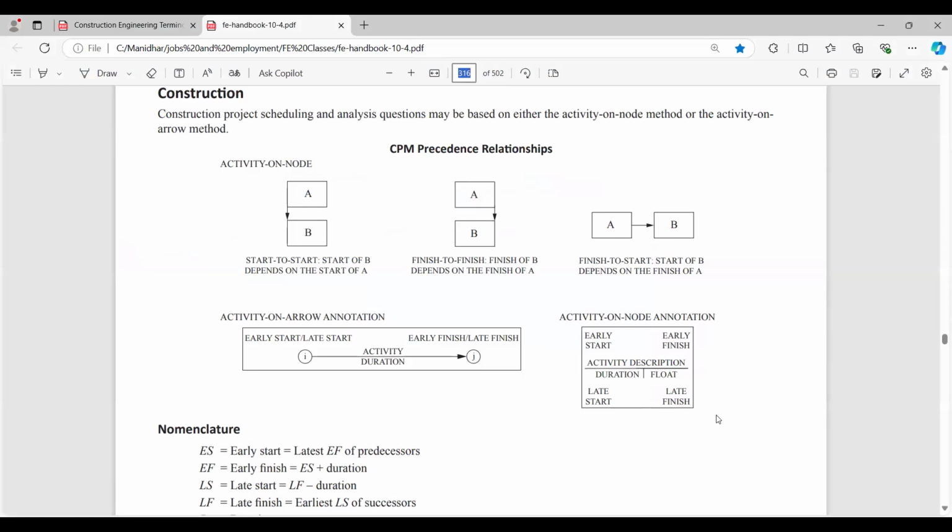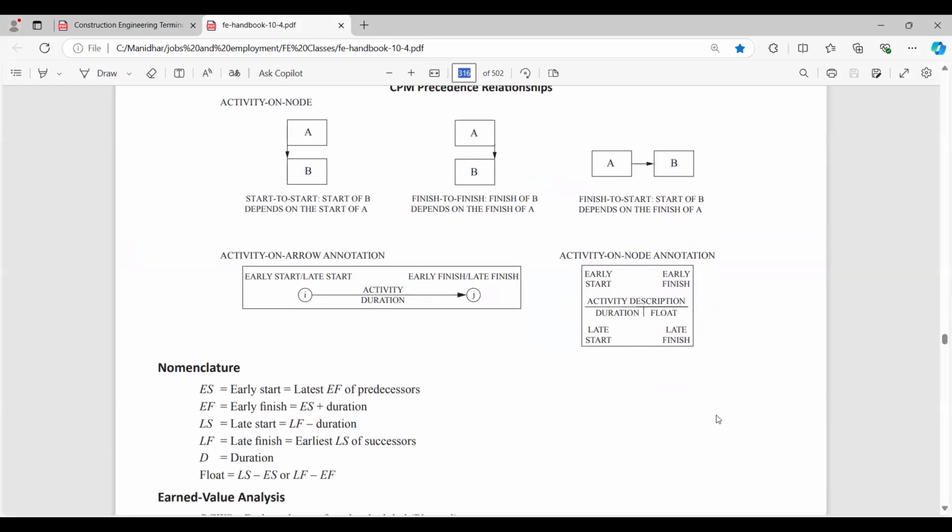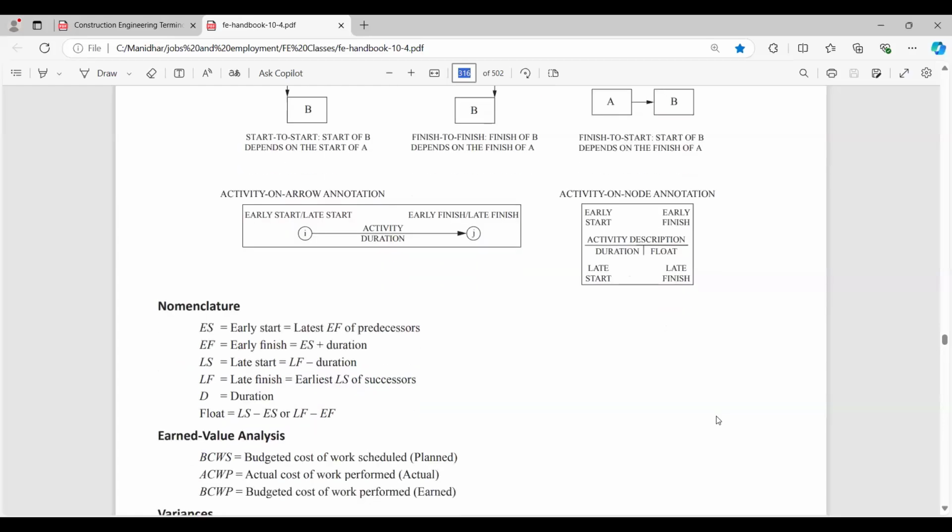So this is the representation of the activity concept within the CPM method. So start to start, finish to finish, and finish to start. All these things will be discussed in detail. And these are the formulas for early start, early finish. If you look at the formulas now, they may seem confusing for you, but when we jump to the problem, it will be pretty easier for you to understand.